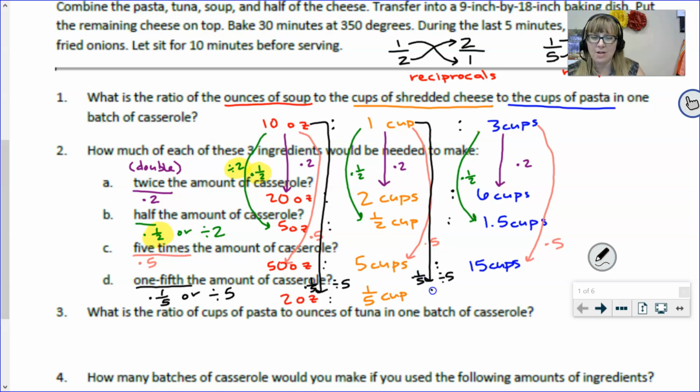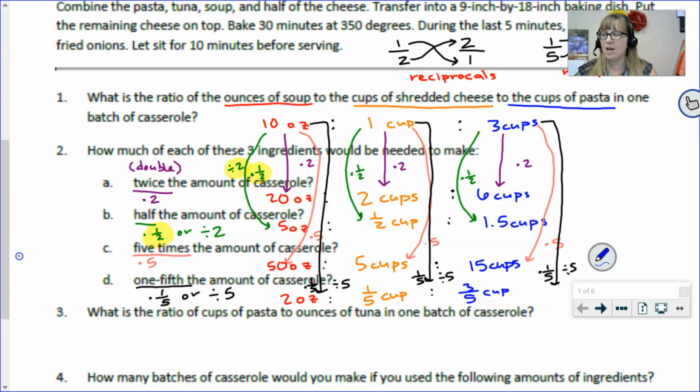And to finish off this ratio, we're also going to take that 3 and do the same thing. We will divide by 5 or multiply by 1/5. No matter the calculation, the result will be the same, and I get 3/5 a cup of pasta. With the final ratio for 1/5 the amount of casserole, 2 ounces of soup to 1/5 cup of cheese to 3/5 cup of pasta.